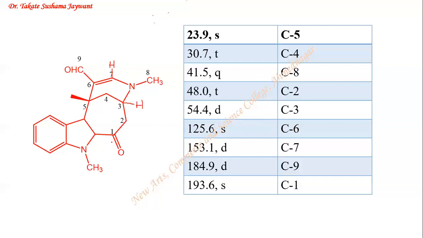Next signal is 184.9 doublet. So the only remaining ones are carbon number 1 and carbon number 9. Carbon number 9 is the aldehydic carbonyl carbon atom, so it will show a doublet, and this 184.9 doublet is because of the aldehyde carbon C9. Now, if you carefully observe the structure, you will notice that this carbonyl group is in conjugation with the C6-C7 carbon-carbon double bond, and therefore a slight lowering in the chemical shift value of C9 is observed here. And the last signal, 193.6 singlet, corresponds to C1, that is the ketone carbonyl.